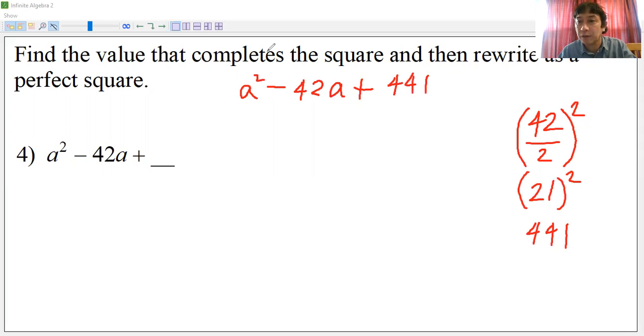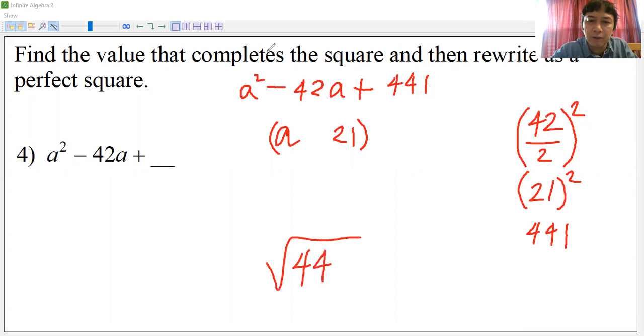And you can write this. The square root of a squared is a. Square root of 441 is 21, okay? That's why we have 441, because we squared the 21, 21 times 21. So the square root of 441 is written this way. The square root of 441 is 21.